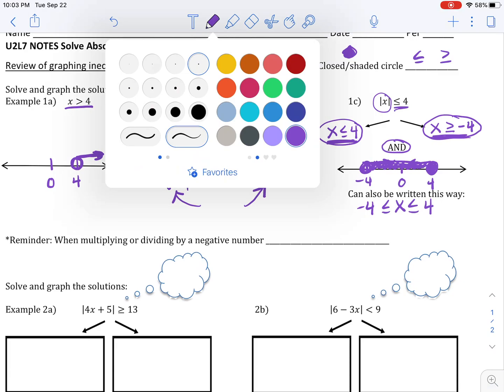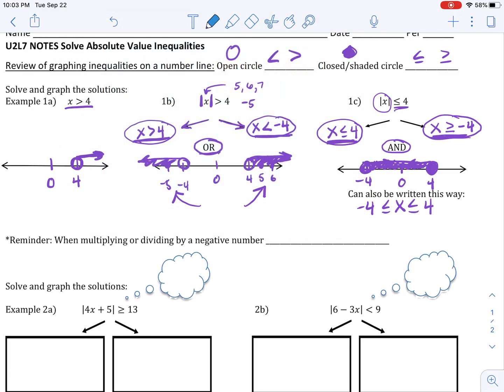Okay, another reminder here. Multiplying or dividing by a negative number, when you're doing inequalities, you're going to switch the sign. Remember, switch the inequality sign. One more time. Switch the inequality sign.